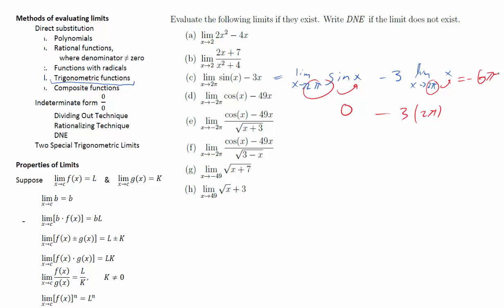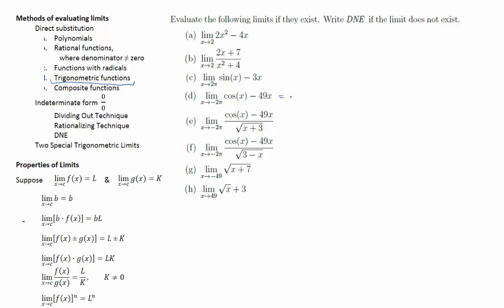Let's try part D. Once again, two functions added together, and I know each one is defined at negative 2 pi, so I can apply direct substitution if I want to apply the shortcut. Okay, so I have cosine of x minus 49x, and I can plug in whenever this is defined. Cosine of negative 2 pi equals 1. 49 times negative 2 pi is negative 98 pi.